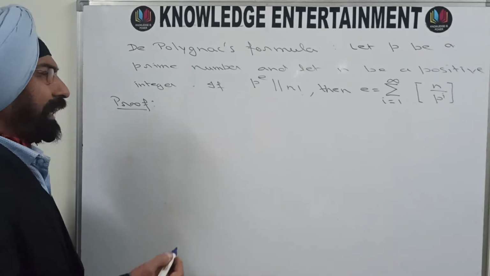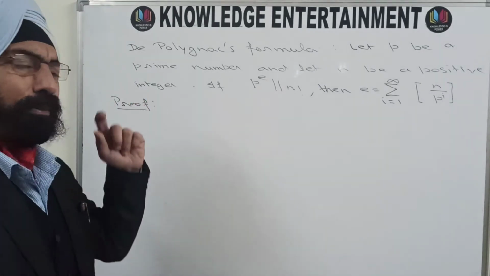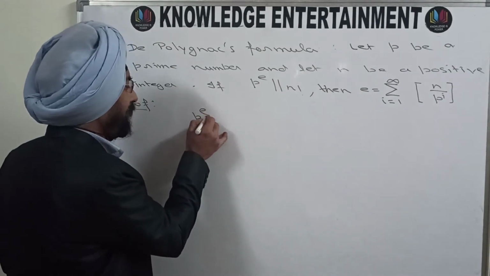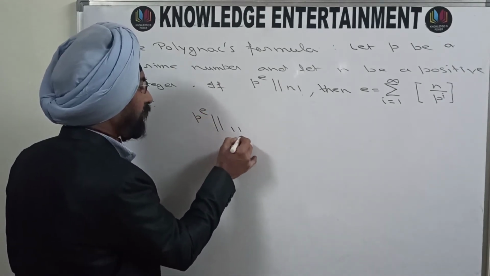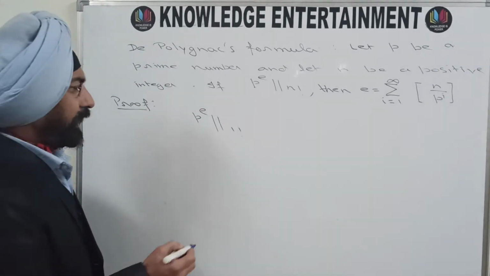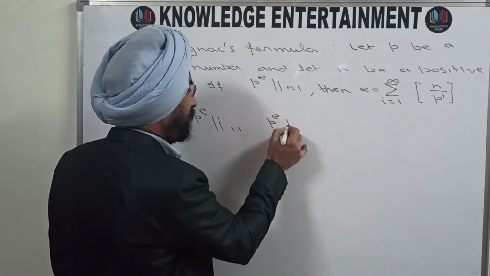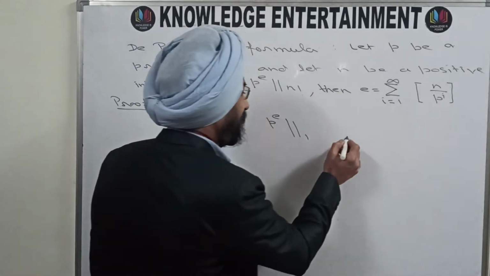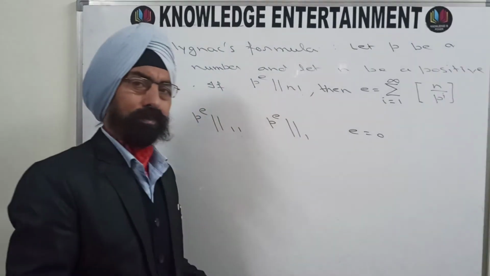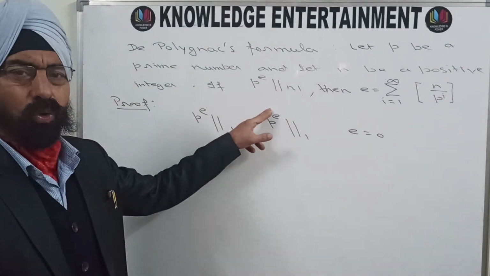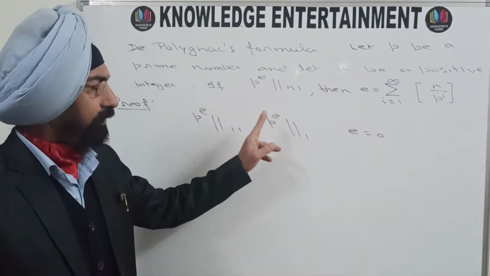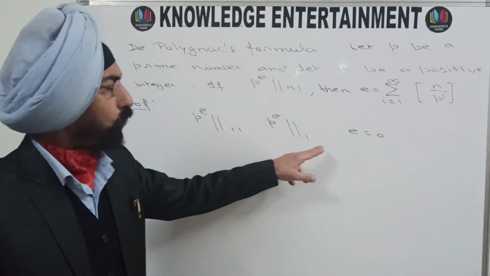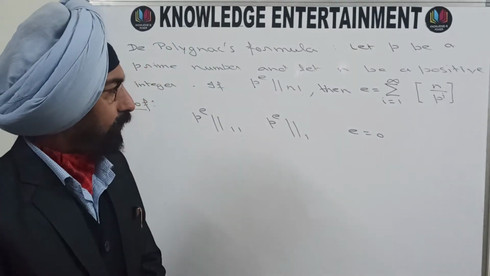So what is happening if your n is 1? Let p be any prime number. So p raised to the power e max divides 1 factorial. That means p raised to the power e max divides 1. Here clearly your e is 0, because p raised to the power 0 divides, that means 1 divides 1, but p raised to the power 1, that means the prime number p, does not divide 1. So e is clearly 0.